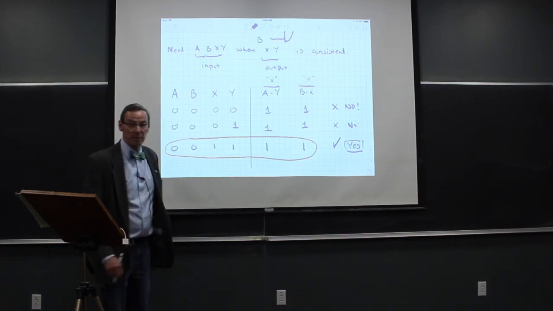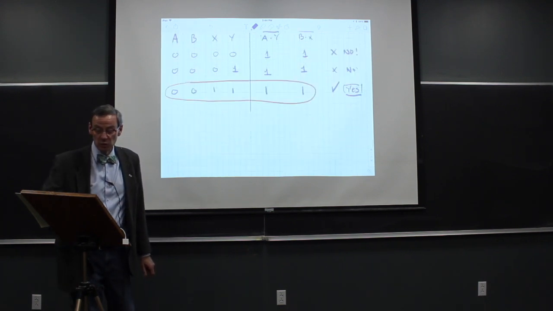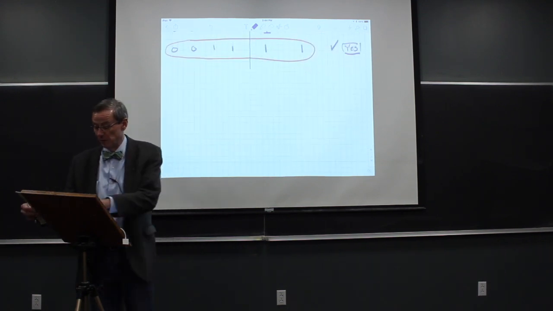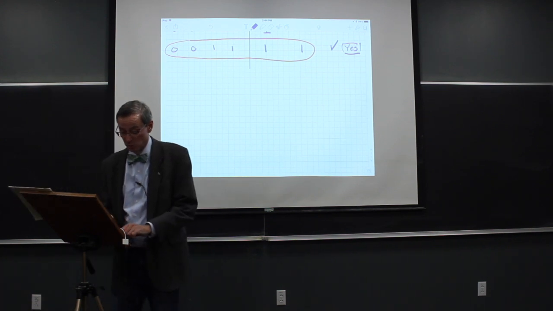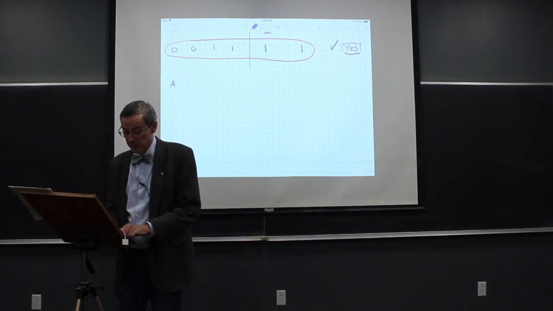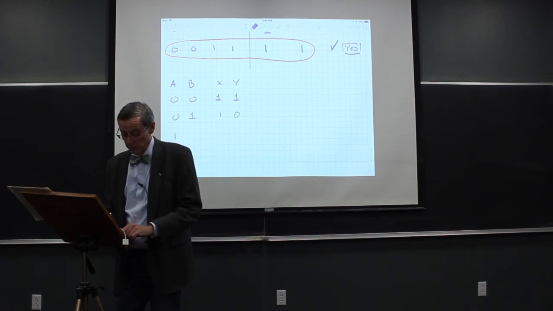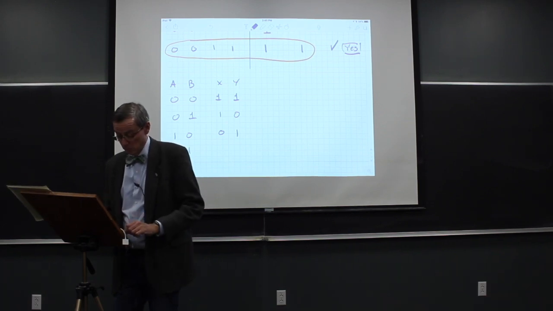So this particular combination is a consistent combination. We can go through all 16 of these, and it turns out that there are 5 combinations that are consistent. I'm going to just write them down. So A, B, X, and Y, or 0, 0, 1, 1. We have that one from above. 0, 1, 1, 0. 1, 0, 0, 1. 1, 1, 1, 0. And 1, 1, 0, 1. 5 consistent combinations.